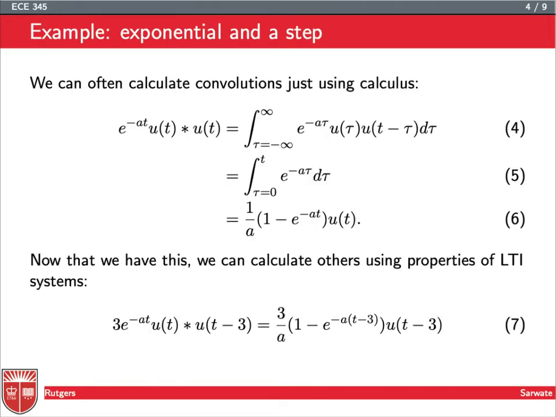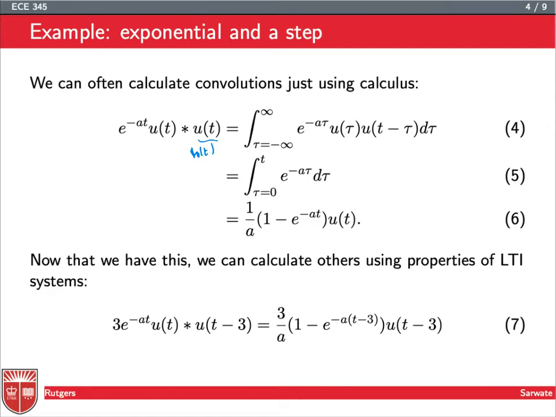So we can often calculate convolutions just using calculus. Let's look at an example. Here's my x of t, and here's my h of t. We want to show this system is an integrator. We'll see what that means in a second, but basically we want to show that if the impulse response is the unit step function, then this system essentially acts like an integrator.